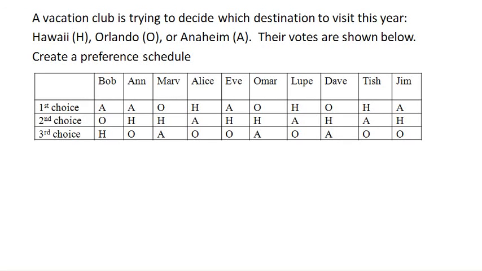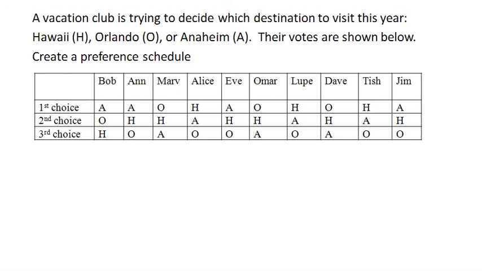So, a vacation club is trying to decide where to go this year, either Hawaii, Orlando, or Anaheim, and their votes are shown here. Now, we wanted to capture more information than everyone's first choice, so we didn't ask them to just vote for their favorite. Instead, we asked them to rank their choices from first choice, second choice, and third choice. In other words, to give their choices in order.